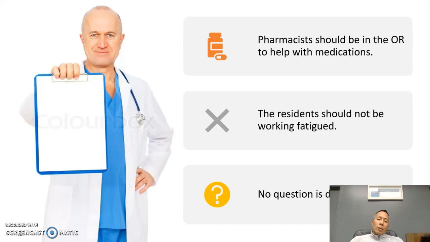That's it. A couple of highlights again. Solutions: pharmacists should be in the OR to help with medications. The residents should not be working fatigued. And no question is dumb, as happened with the attending physician not verifying that the resident knew what he or she was going to do.